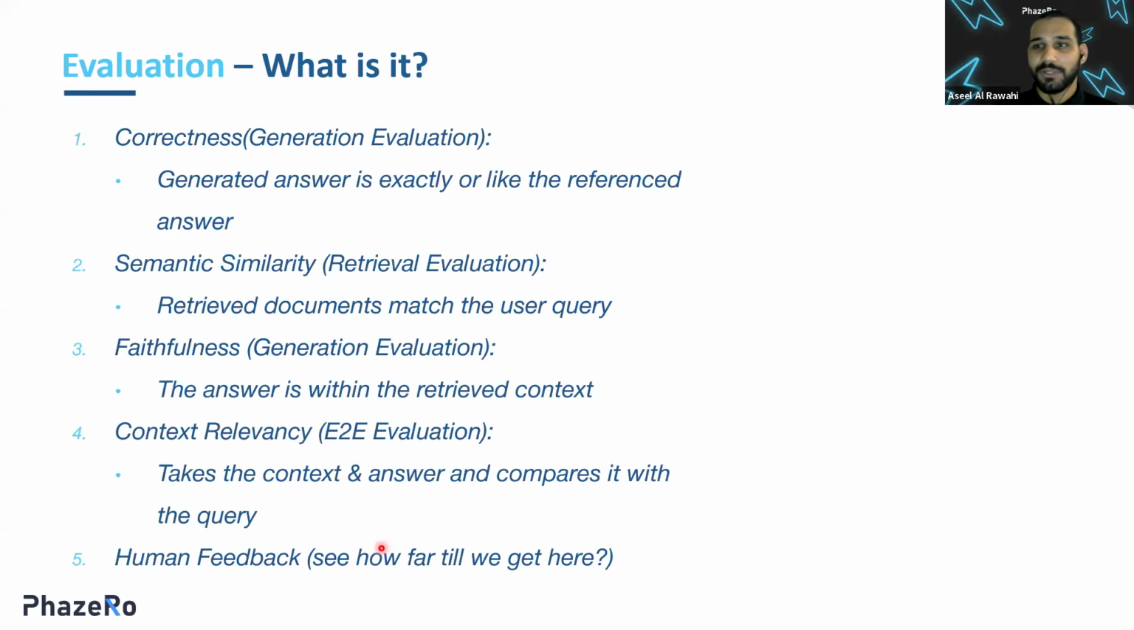So what do we usually look after when dealing with LLM-powered applications? We look at correctness, and it's basically, is our generated answer exactly like the reference answer. We look at similarity, do the retrieved documents match the user query. We look at faithfulness, whether the answer is within the retrieved context that we've put, and also the relevancy between the context and the answer. All of these evaluation criteria could be changed depending on your use case and your data as well. But here are some of the common evaluation metrics that we utilize.